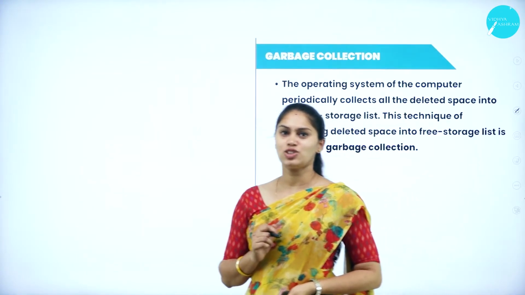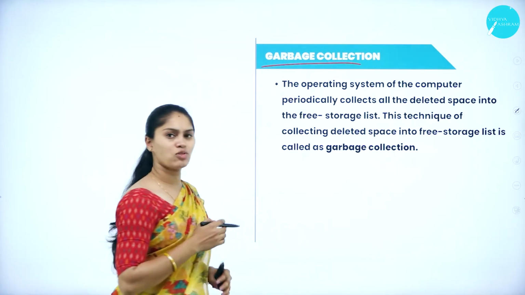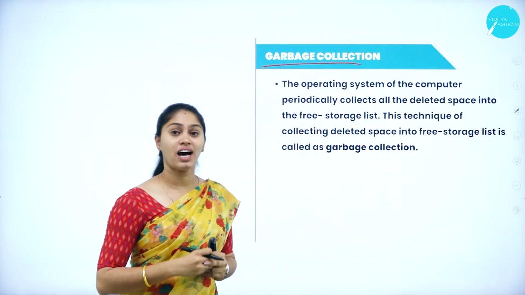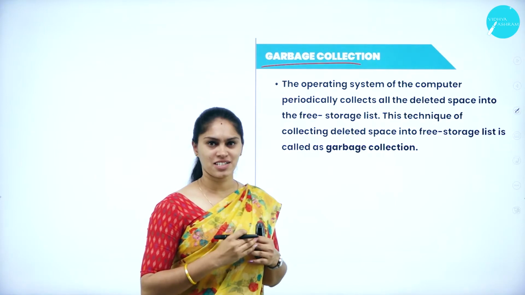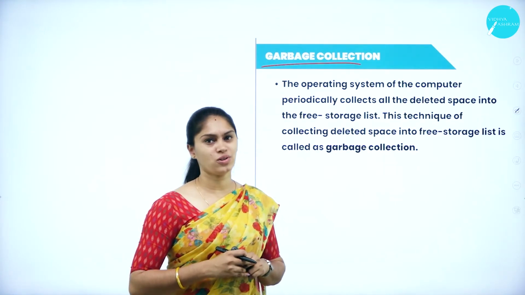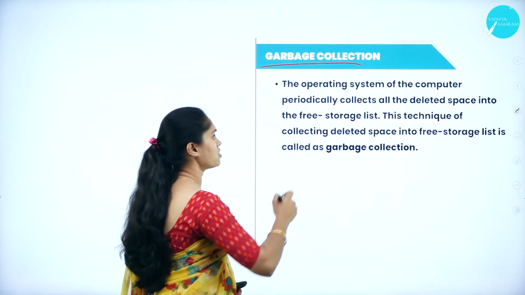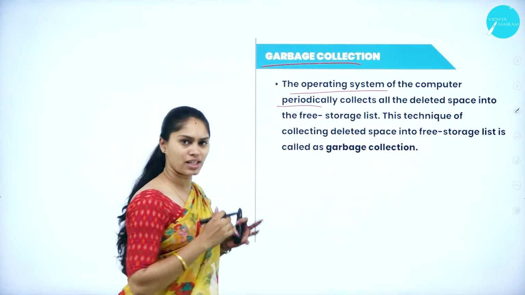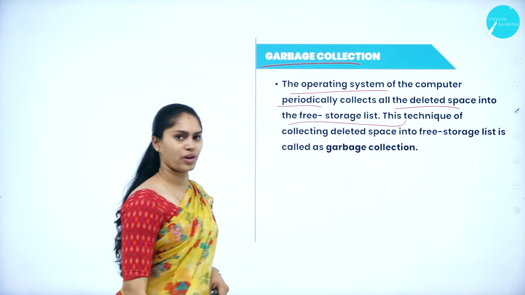So now we'll see the next topic, that is, garbage collection. This is similar to the avail list. In the avail list, it is going to have the unused deleted nodes. For the proper memory utilization of a computer system, the operating system is going to do this memory management. In this garbage collection also, the operating system of the computer periodically is going to collect all the deleted space into the free storage list.